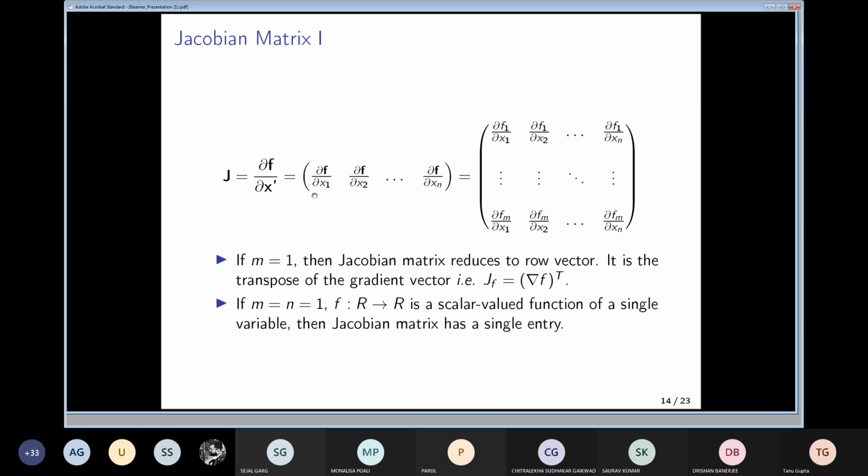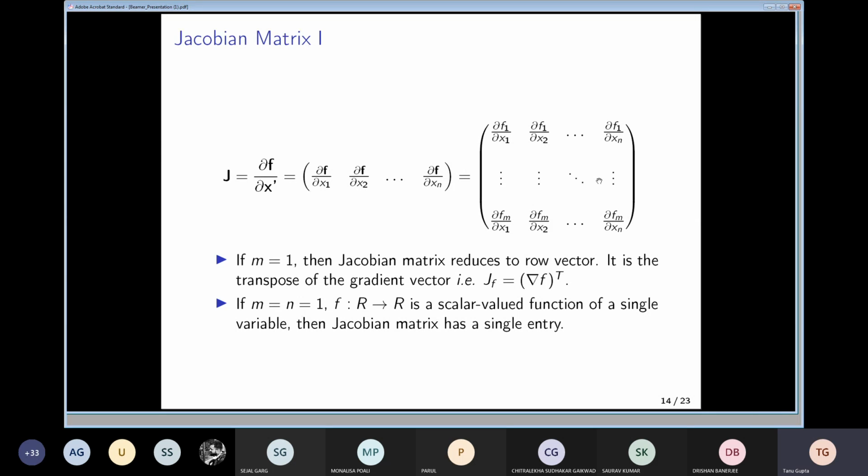Okay, and now since f is a column vector, we have to differentiate each element of the vector with respect to x1, similarly with respect to x2, and similarly with respect to xn. Hence these entries are going to be in the column form like this.